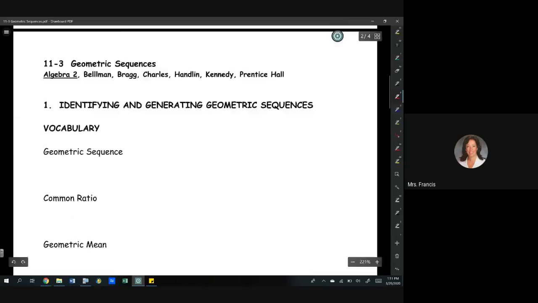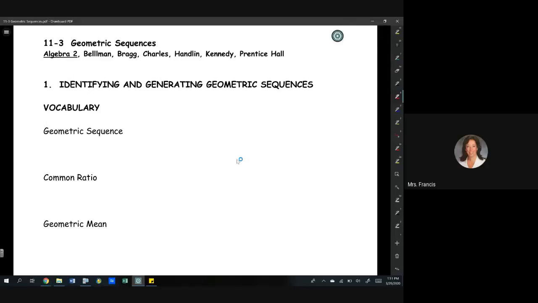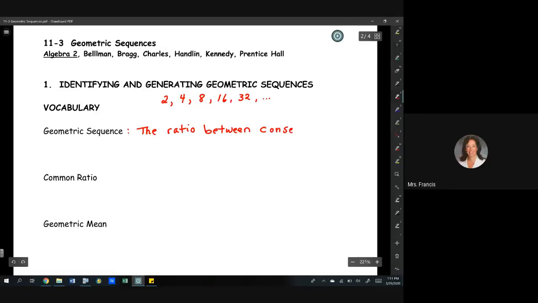At the top here, I'm just going to put a nice easy example where we start with 2 and we multiply by 2 each time to get to the next term. I'll put a couple of numbers here just so we have something to reference as I explain these. The definition of a geometric sequence is that the ratio between consecutive terms is constant.